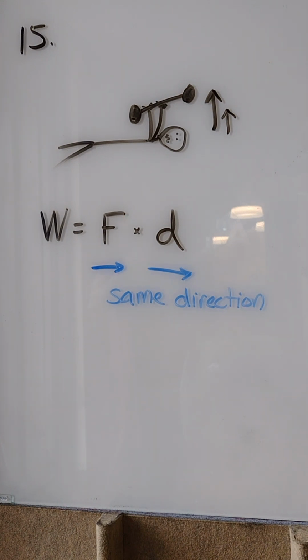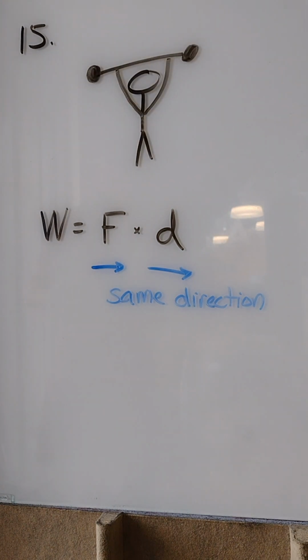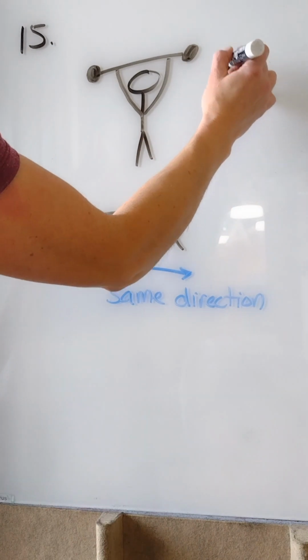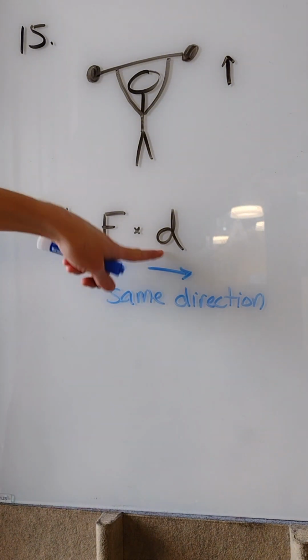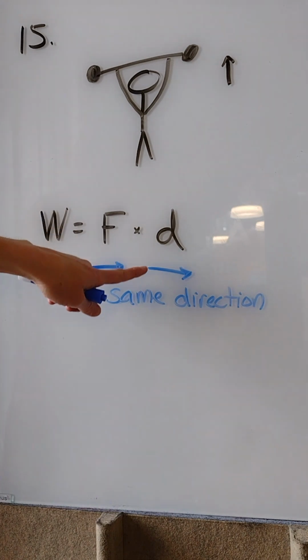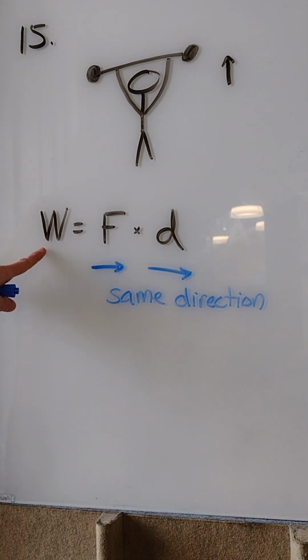The second part of the question says, is work done on the weight bar as he stands still holding the weights over his head for 5 seconds? Okay, he's standing. He's putting a force upwards on the weight bar. Is the weight bar moving at all? No, there's no distance. The weight bar is not covering any distance, and so there's actually no work being done in the second part of the question there.